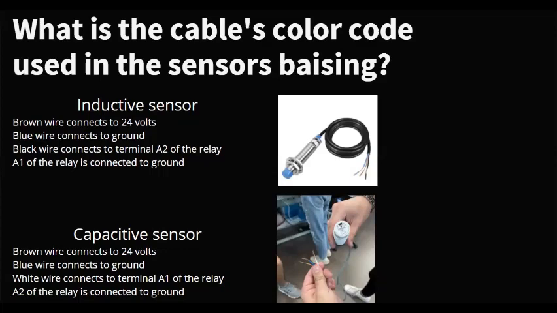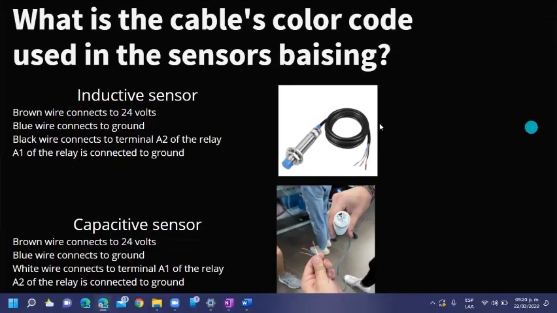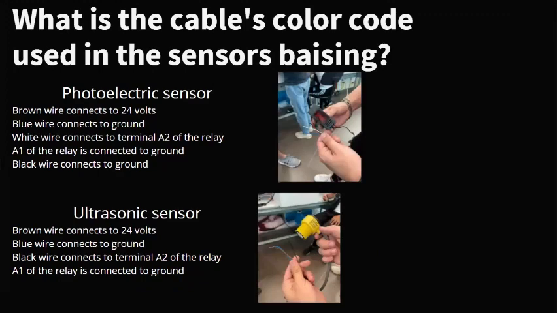For the capacitive sensor, the brown wire connects to 24 volts, the blue wire connects to ground, the white wire connects to terminal A1 of the relay, and A2 of the relay is connected to ground. For the photoelectric sensor, the brown wire connects to 24 volts, the blue wire connects to ground, the white wire connects to terminal A2 of the relay, A1 of the relay is connected to ground, and the black wire connects to ground.